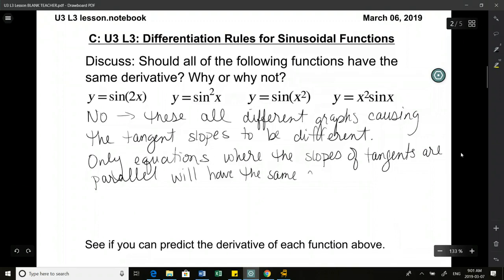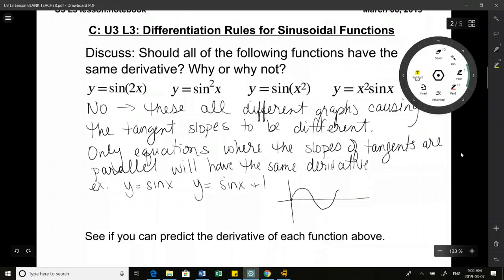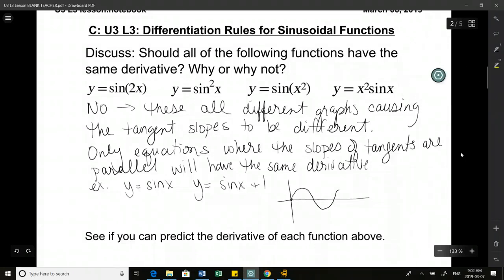So if we think about the graph of sine x, and the graph of sine x plus 1. We already know some information, of course, about the derivative of a constant. The derivative of a constant is 0. But if we think about the actual graphs of these functions, sine x is the one where we are along the midline, and it looks like that. That's like one cycle of the regular sine graph.